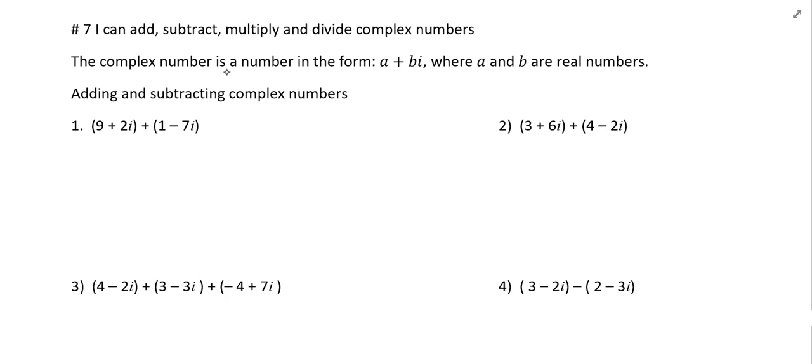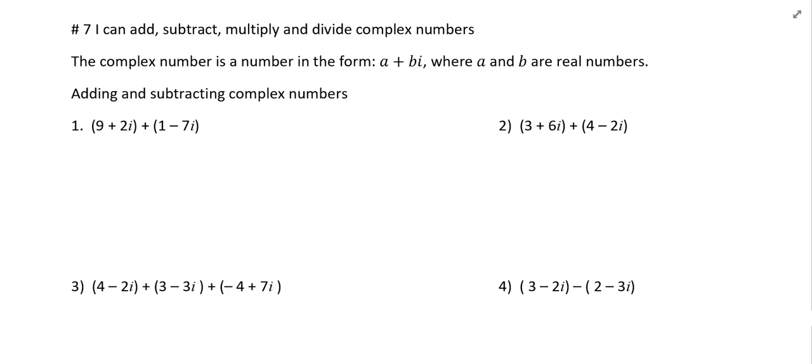All right, so a complex number is a number in the form a plus bi, where a and b are real numbers, and i is the imaginary component. So a is the real part, and bi is going to give you your imaginary component, right?